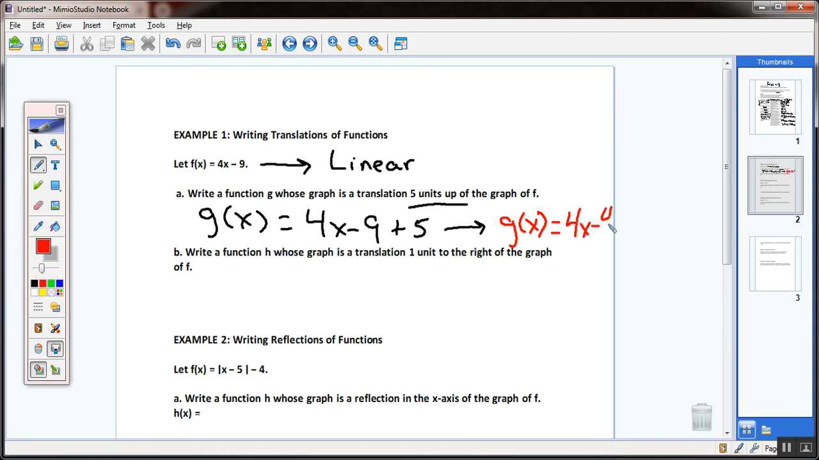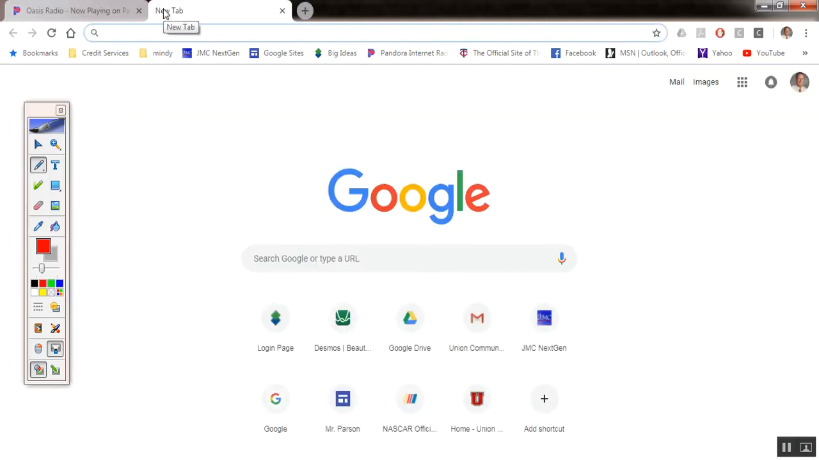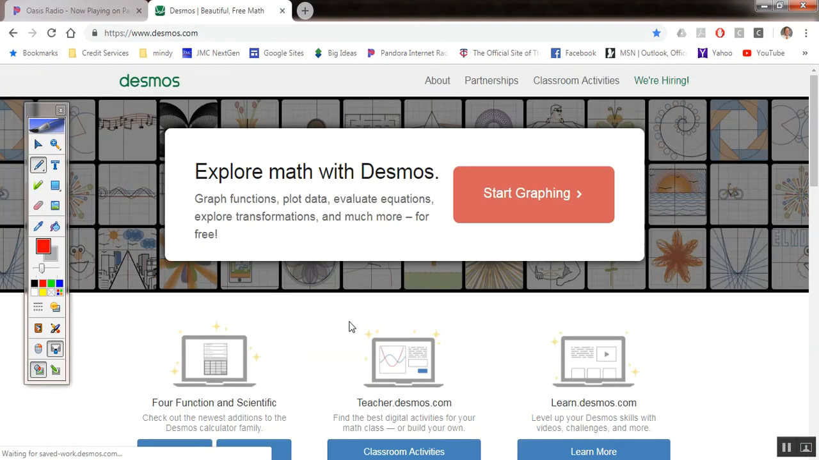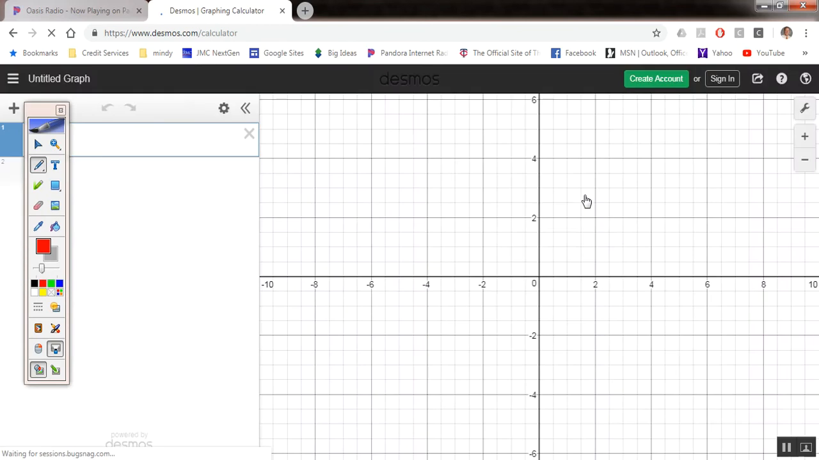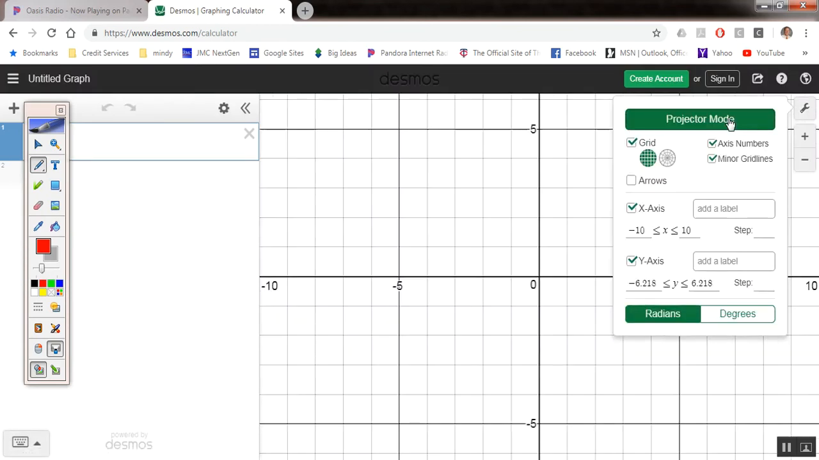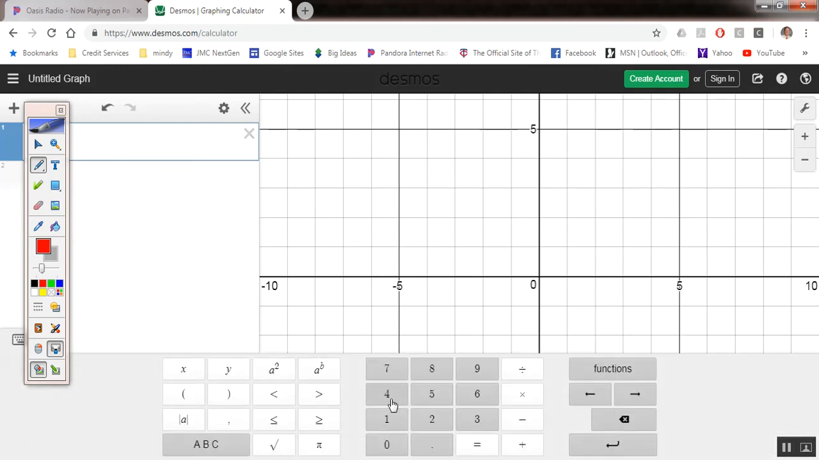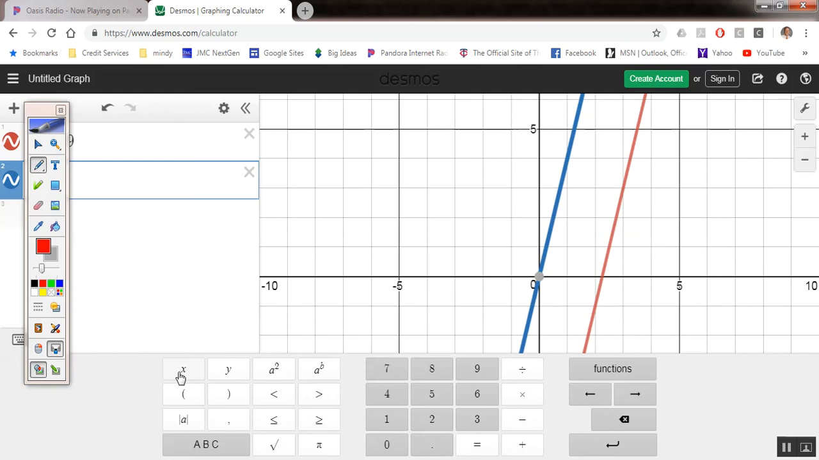I have a question, kids. And again, this is what I think Desmos is important for. What was the original function? 4x minus 9, was that right? Yeah. I'll type in 4x minus 9. Here's the original function. We think the new one now is 4x minus what? 4.